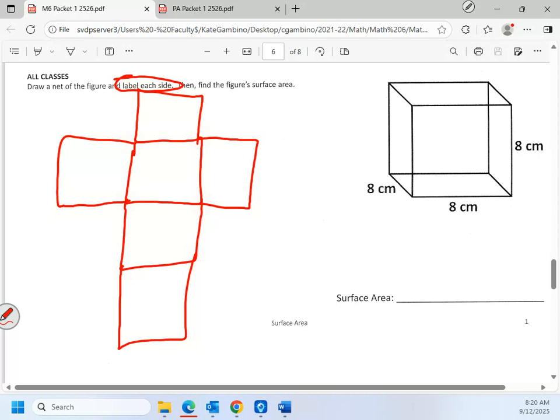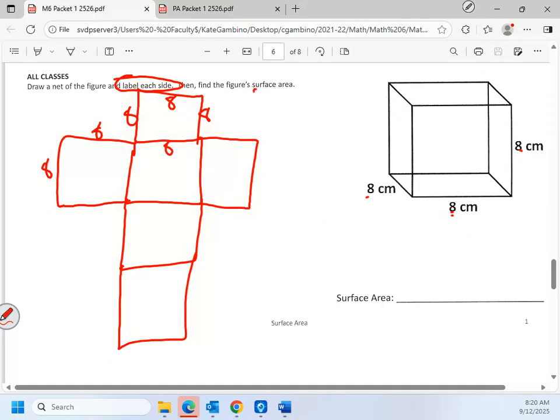The cube is the easiest one to label. Why would the cube be so easy to label, Rhoda? Because it's all the same size. They're all the same size. When we get to just the plain rectangular prism, we're going to have to really figure out which side is what measurement. But for a cube, they're all the same. So you're literally just going to put that side measurement on every line. So go through the whole net and label every single side. Easy to label because they're all the same.